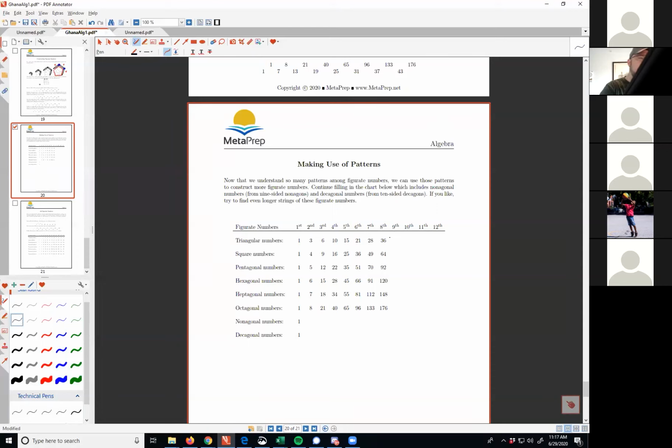What's the 9th triangular number? 45. Okay. Somebody else give me the 10th. 55. Then the 11th. 66. And the 12th. 78. Now the square numbers are the easiest to compute.